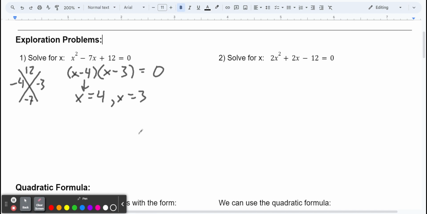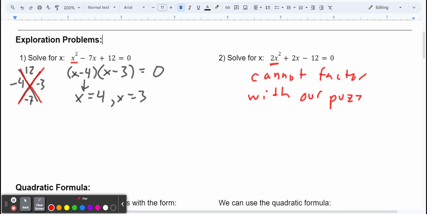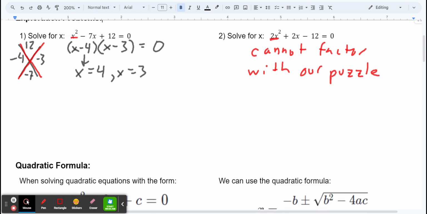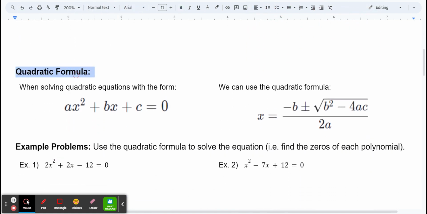However, if we go over to problem number 2, you'll notice that now we have this 2 in front of our x squared. Our sum and product puzzle only works when we have just an x squared out in front and then 2 other numbers on our second and third terms. So with this one, we cannot factor with our puzzle. So we're going to need something else, and this something else helps us factor literally any problem we have that goes to the second power. It's called the quadratic formula.